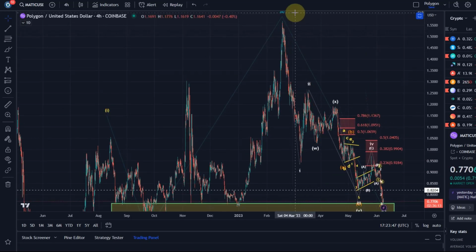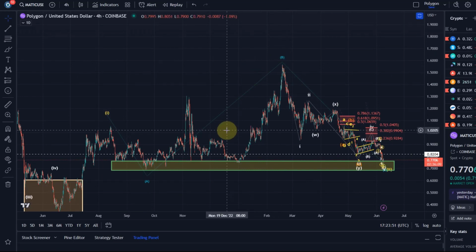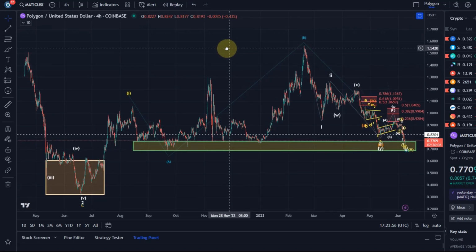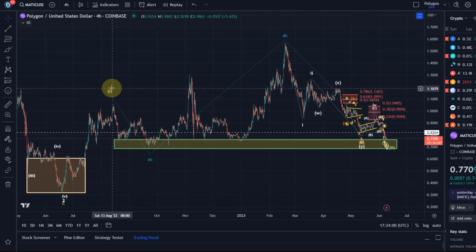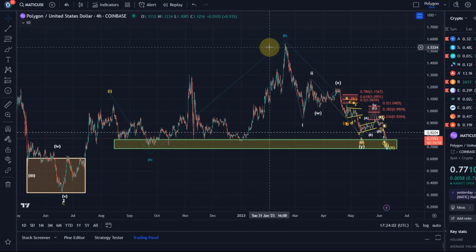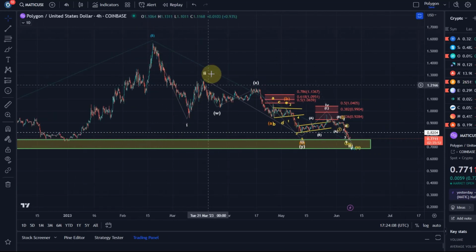The idea was that off this B wave high, that's how I count it, there are different ways of counting this chart. The one I choose is that off the June low we rallied in a wave 1. Then here an A wave down, an overshooting B wave, and we're now coming down in a C wave. And we see the move down as a 1, 2, 3, 4, 5.